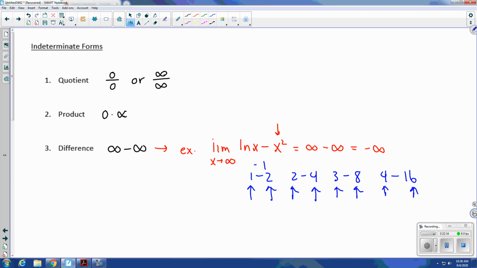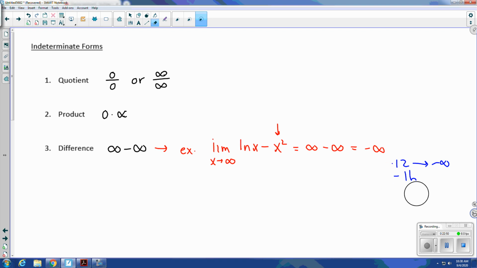So this goes to -1, -2, -5, -12, and you can see that the overall value is going towards negative infinity. So that's what I mean when you have to compare rates of growth. So again, make sure you know that function hierarchy when you're assessing limits that deal with these indeterminate forms.